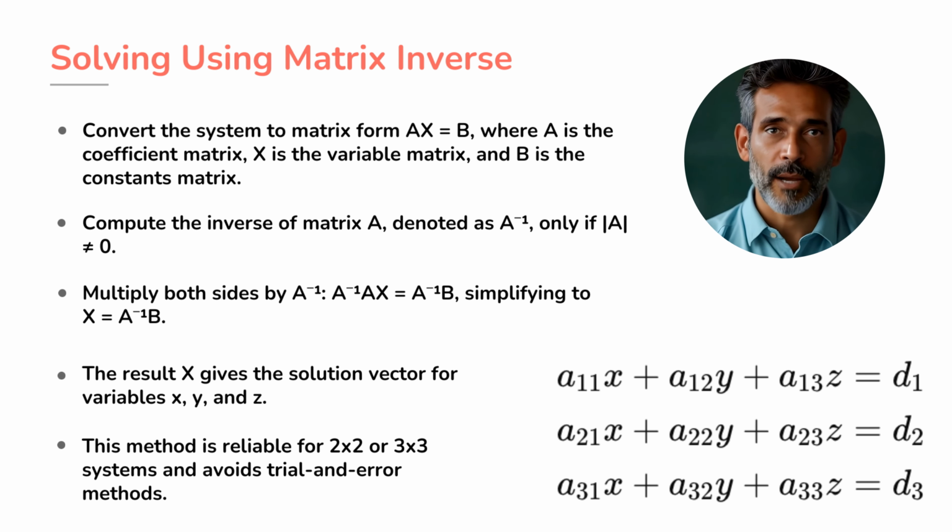We then multiply both sides of the equation by A inverse, giving us A inverse into A into x equals A inverse into b. Because A inverse into A equals the identity matrix, we are left with x equals A inverse into b. This final expression gives us the unique solution to the system. So instead of juggling equations, we've boiled the problem down to matrix multiplication, a massive win for clarity and speed.